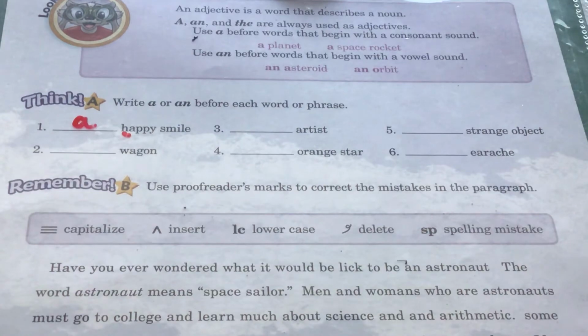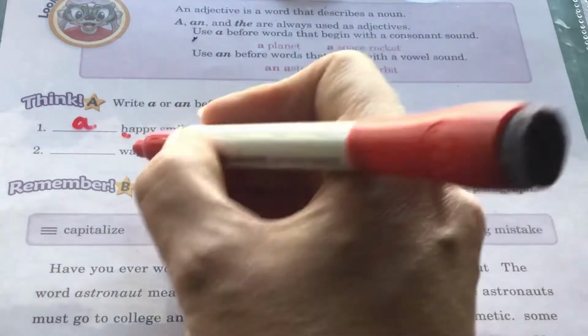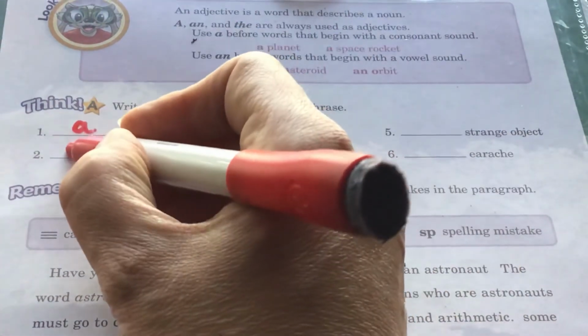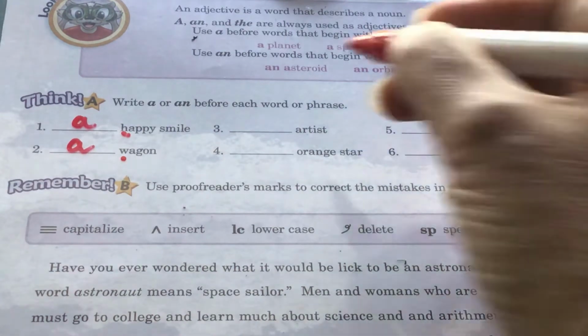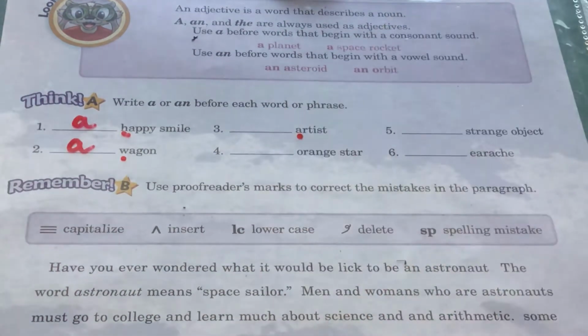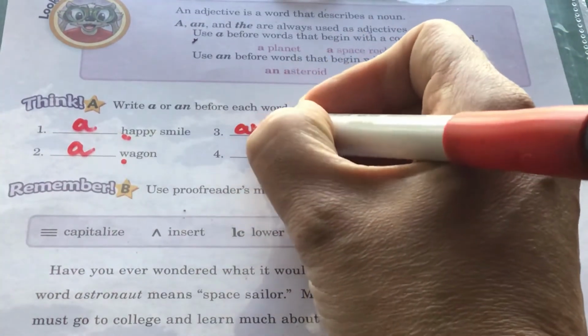Wagon, same thing. Wagon starts with a W. W is a consonant, so it's just a. A happy smile, a wagon. Okay, number 3, we have artist. Artist starts with A, which is a vowel, so we have to say an artist.